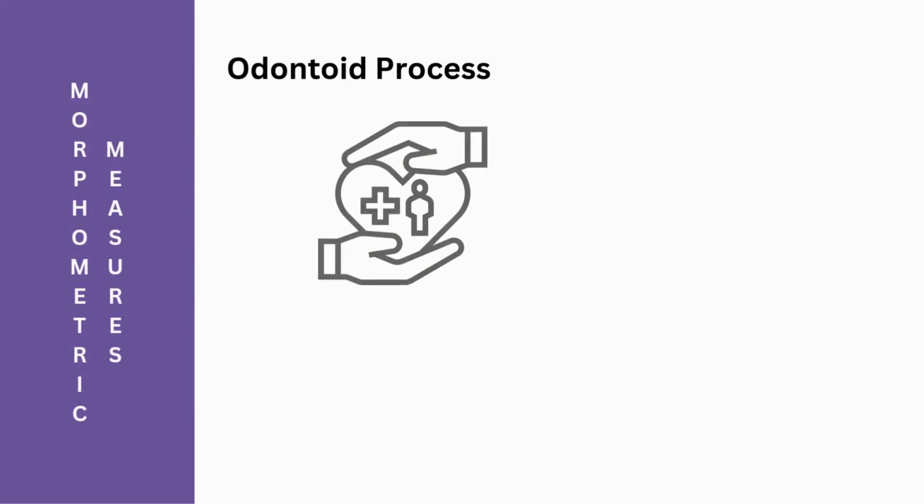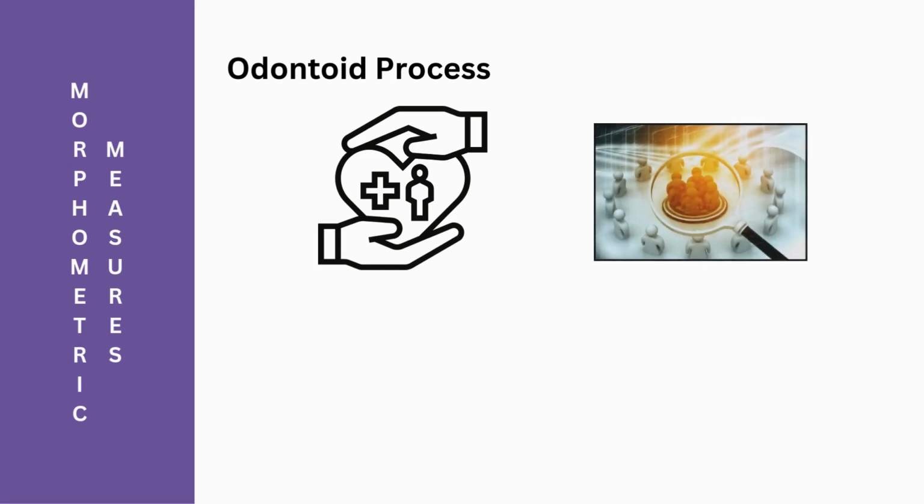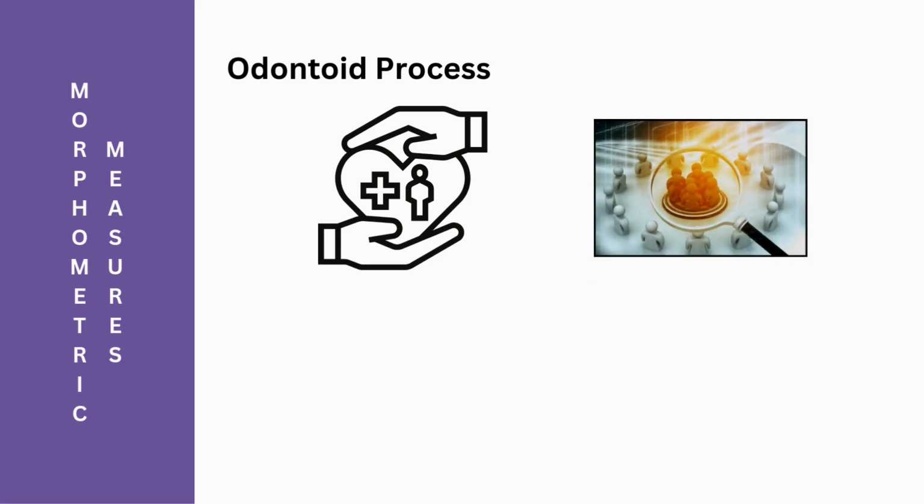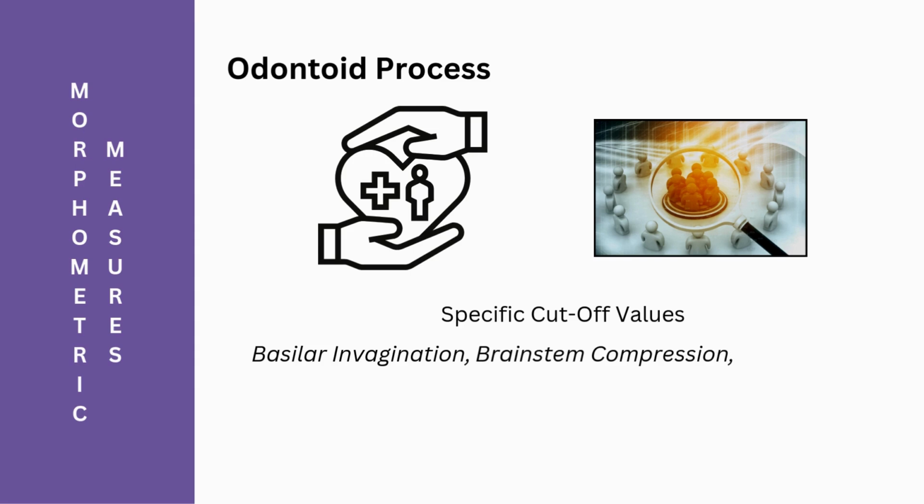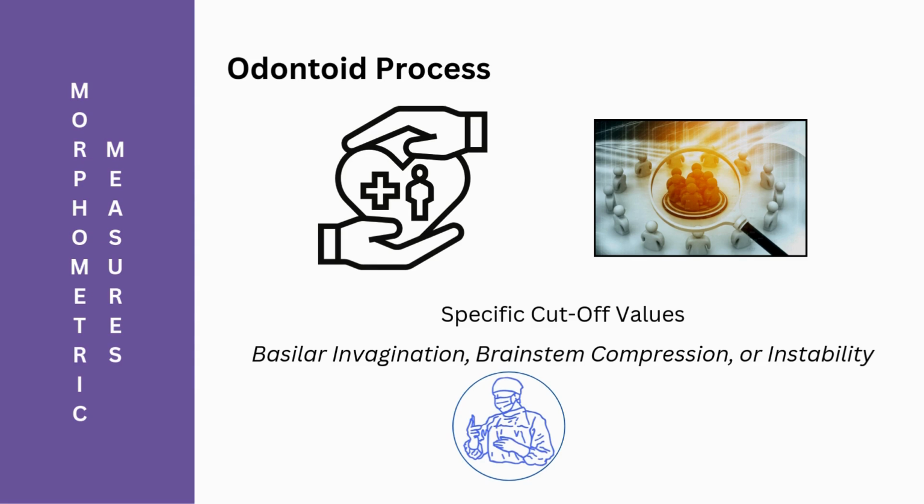In general, the morphometric measures that have developed around the odontoid process are more clinical in nature as opposed to having a research focus. As such, they tend to have specific cutoff values which are suggestive of basilar invagination, brainstem compression, or instability. In general, they are used to help surgeons decide when additional procedures are necessary.